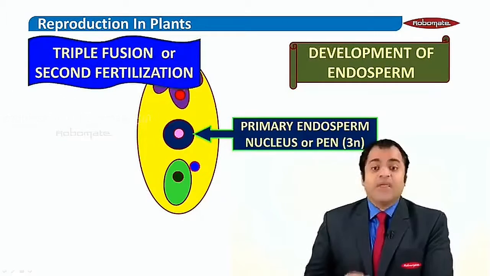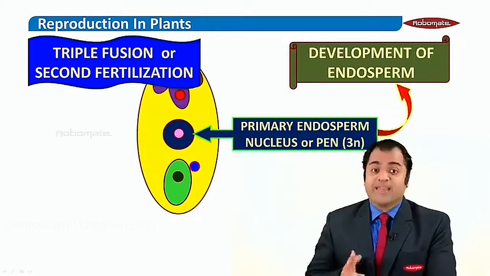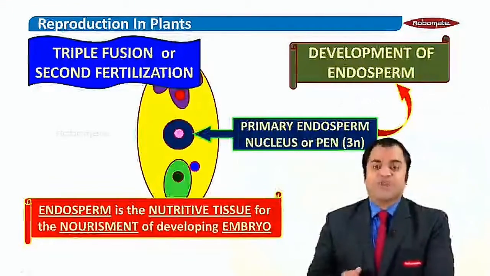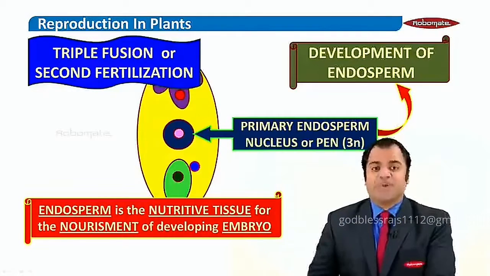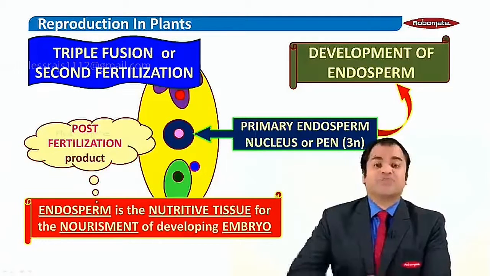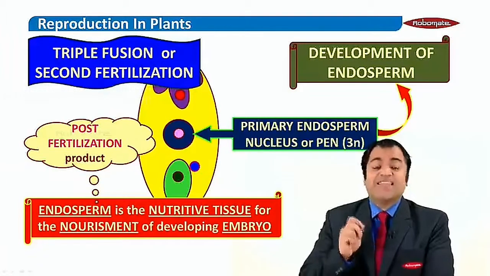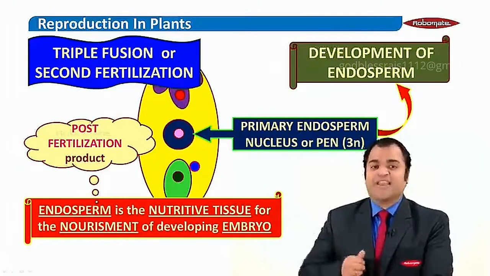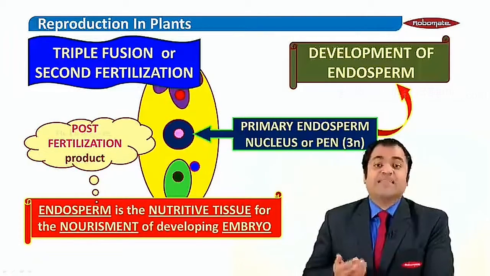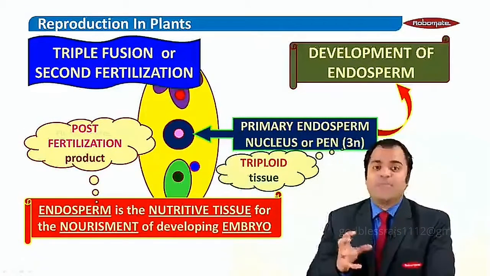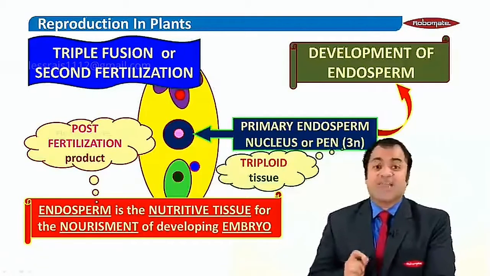Now, remember that this primary endosperm nucleus will then develop into the endosperm. And what is endosperm? We must know that endosperm is the nutritive tissue for the nourishment of the developing embryo in a seed. Also remember that it is a post-fertilization product, because in angiosperms, the endosperm develops after fertilization, unlike gymnosperms where it was before fertilization. And we also know that the endosperm is basically a triploid tissue, because it is formed by a fusion of the secondary nucleus as well as a male gamete.